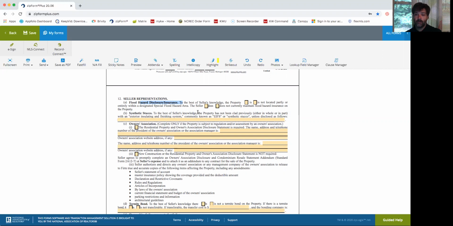Check ncfloodmaps.com for more detailed information. But this is where we're asking them whether you are located in a flood zone or whether you're not, or whether you have flood insurance. Same thing with synthetic stucco. Are you aware of that?